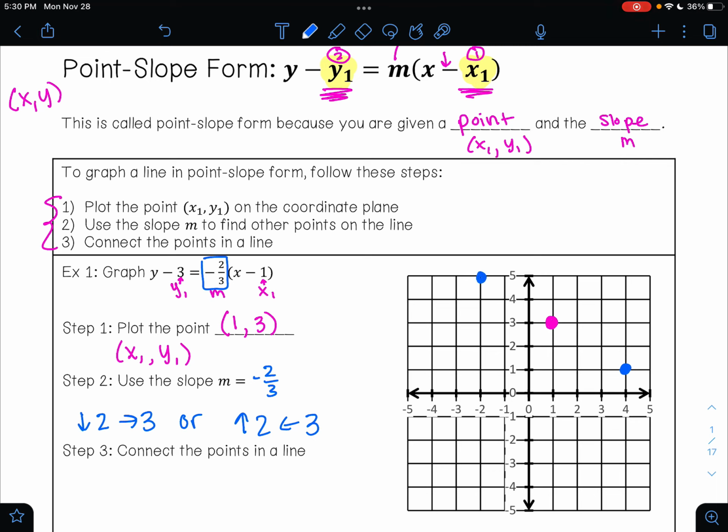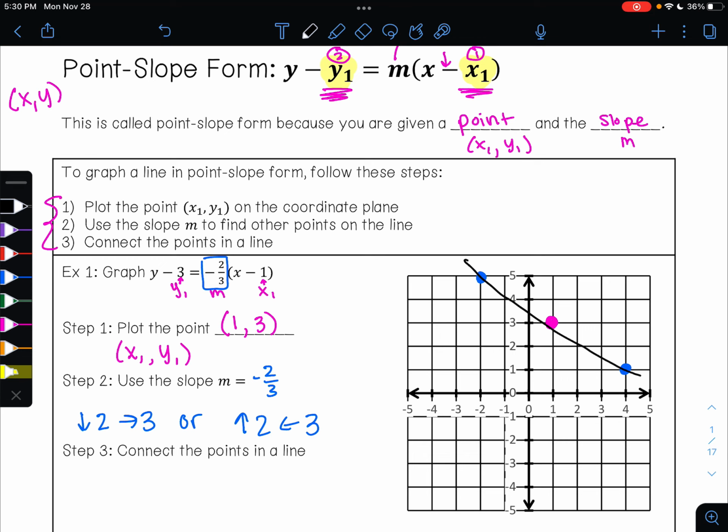Once I have my points, I'm going to connect my points to create a line. Oops, let me just fix that line a little bit. You can use a ruler. And remember that your lines always have arrows on either end.